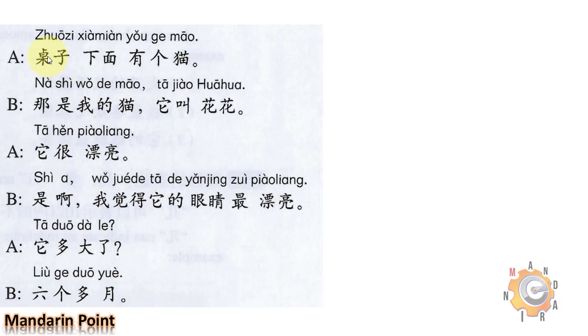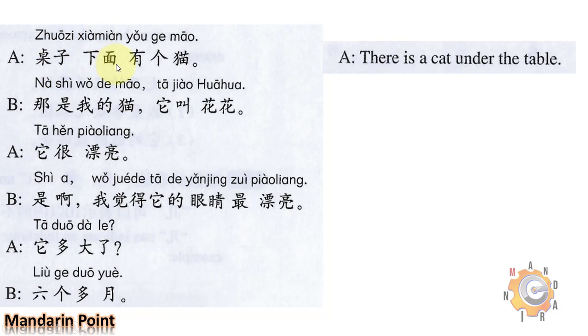Now read it with pinyin. 桌子下面有个猫。Table under have cat. So under the table there is a cat. That is my cat. It is called Hua Hua. It's my cat Hua Hua. It is very beautiful.